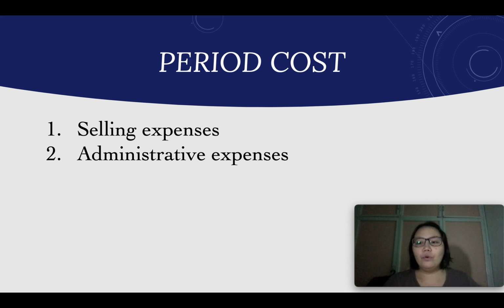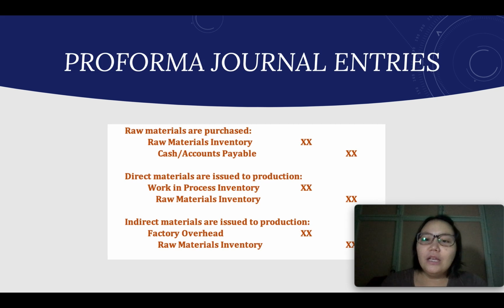Okay? So going back, of course, our period cost includes selling expenses and administrative expenses. Okay? So next we will discuss the pro forma journal entries. Whenever raw materials are purchased, the pro forma journal entry is to debit raw material inventory and to credit cash or accounts payable. Okay?